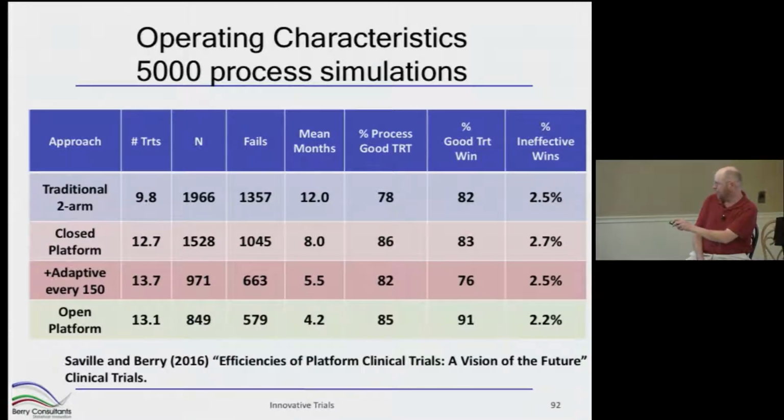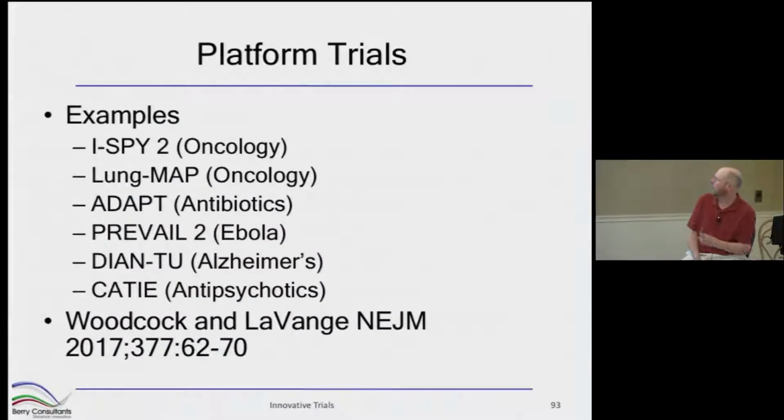This is in a paper, this reference in Clinical Trials. It has essentially this table. There are lots of examples of this. They have different features. There's a paper by Janet Woodcock and Liz Levange in New England Journal of Medicine, really touting these. These are the examples in the paper. So some of these, I-SPY 2 has been running for about, I think it's 8 years, but it's been running a long time. LungMap's another oncology trial.